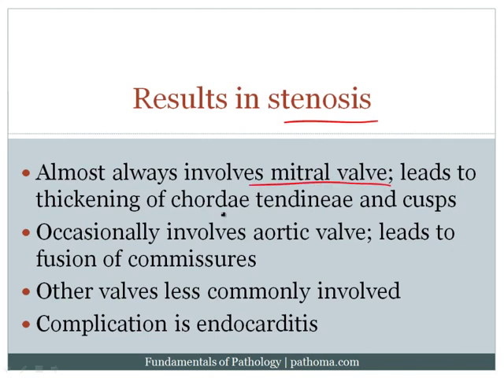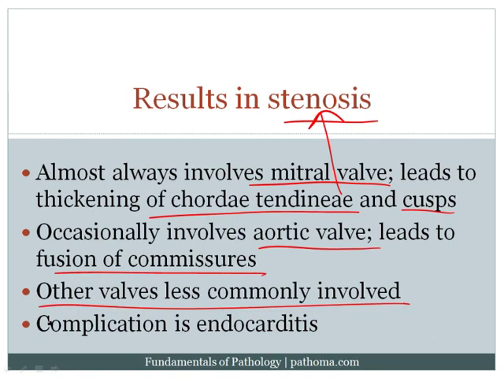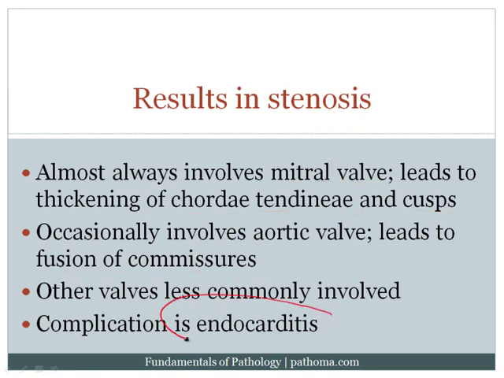Now let's go back and remind ourselves that acute rheumatic fever basically involves a mitral valve, and then if it's going to involve another valve, it'll involve the aortic beyond that. And so, of course, the chronic disease will also almost always involve the mitral valve. It'll lead to thickening of the chorda tendineae and the cusps, and eventually that, of course, is going to produce stenosis. Now, occasionally, it can also involve the aortic valve, which would then lead to fusion of the commissures. I'll show you a picture of that in a moment. The other valves are less commonly involved. Now, when you've got damage to these valves, then the complication of a damaged valve will be endocarditis. And you're going to hear more about that in our discussions of endocarditis that are upcoming.